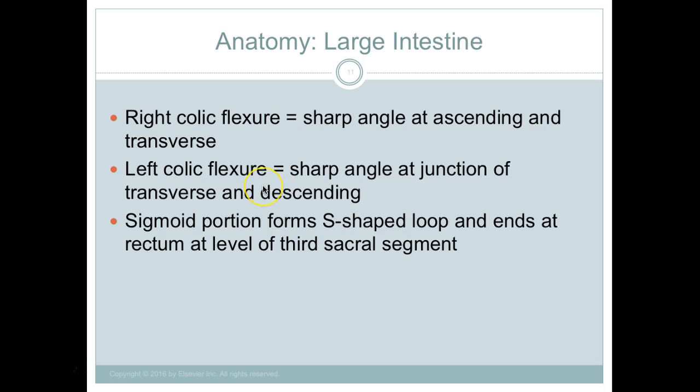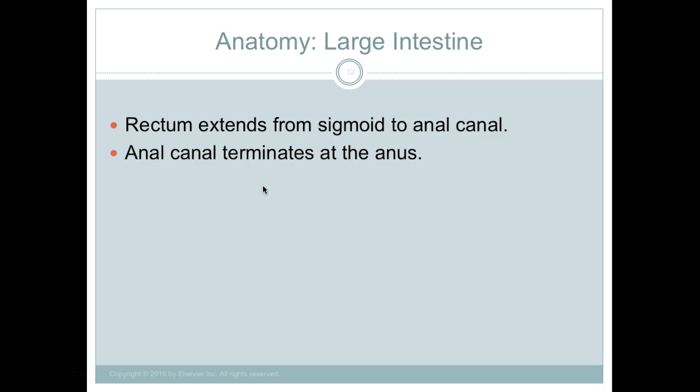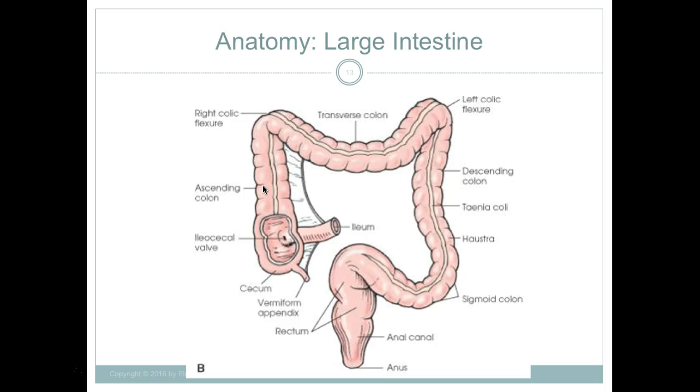So we have the right colic flexure, which is the sharp angle at the ascending and transverse colon, also called the hepatic flexure. Then you have your left colic flexure, which I call the splenic. It's the sharp angle at the junction of the transverse and the descending colon. You have your sigmoid portion that forms an S-shaped loop at the end of the rectum at the level of the third sacral segment. So the rectum extends from the sigmoid to the anal canal, and the anal canal terminates at the anus.